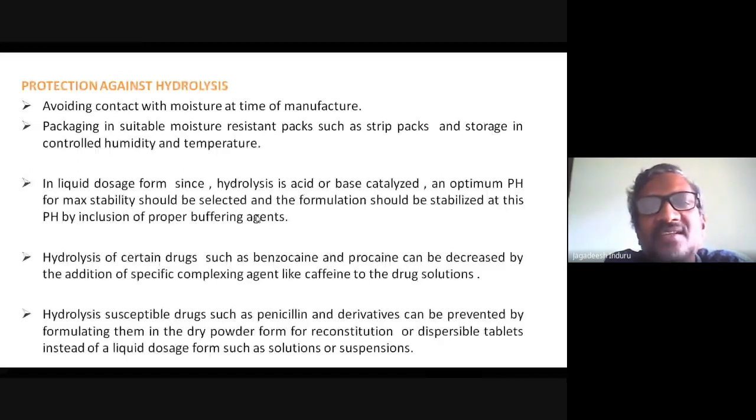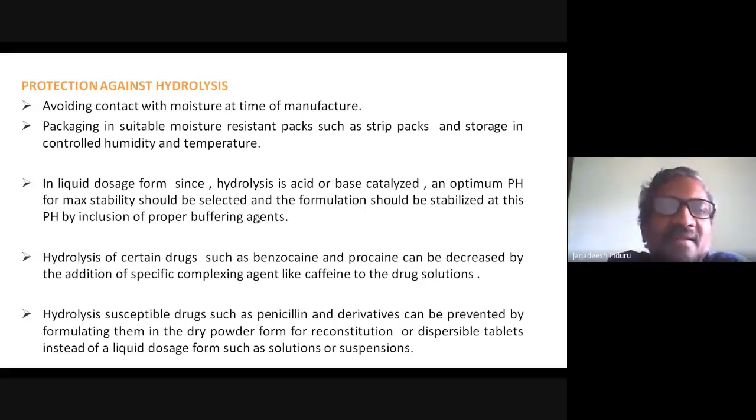You may get the question: sir, I want to dispense my product as a syrup or a liquid dosage form like a suspension or emulsion, where I cannot avoid water. I am bound to add water or a solvent. In that case, how can I put it in a strip? A strip is not possible there, because a strip has slots, like 10 tablets you put in one strip.